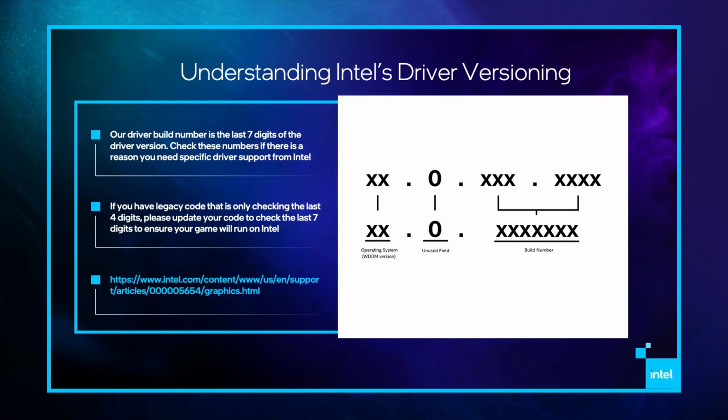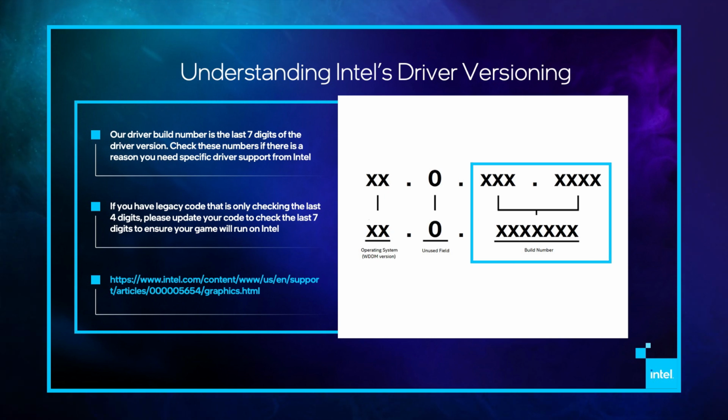One last thing to go over related to hardware detection is our driver versioning system update. There may be cases where you may need or have previously needed a specific driver version or greater from Intel to support your game. We now recommend checking all 7 digits for the build number. As you can see on the right, the build number is the last 7 digits of the driver version number. If you have older code that is checking the last 4 digits, please update your code to ensure your games will run on Intel. Without this, your game may incorrectly tell the user to update their driver, or even worse, prevent the game from starting or crashing.